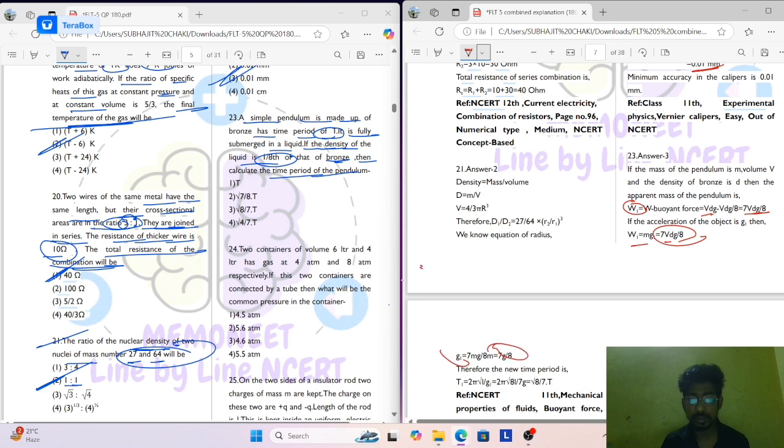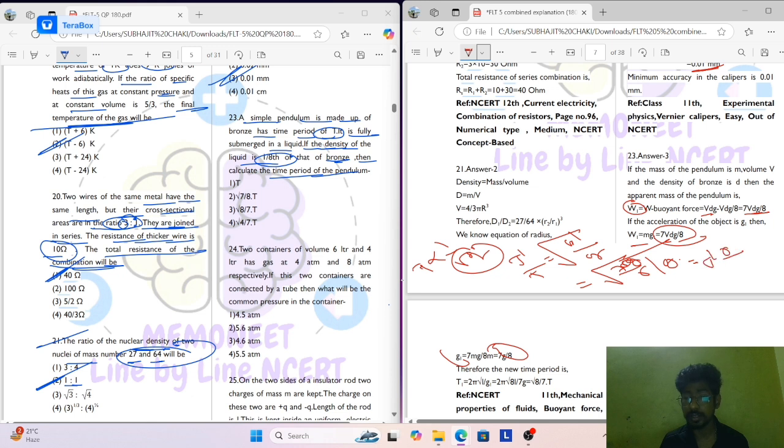We know T is proportional to 2 pi root over L by g. Therefore T is proportional to 1 by root g. So T dash by T equals root of g by g dash, where g dash equals 7g by 8. So T dash will be equal to root of 8 by 7 into T. Therefore option number 3 will be our correct option here.